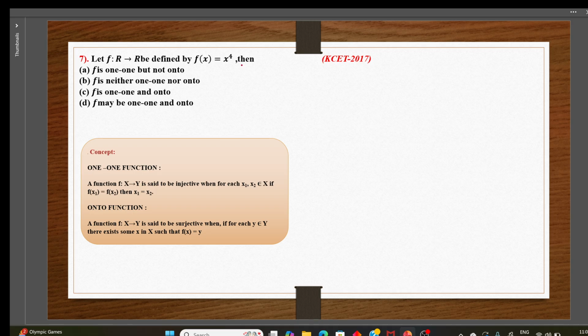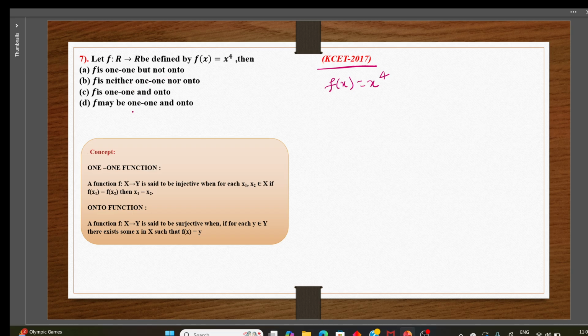Let the function from real numbers to real numbers be defined by f of x equals x to the power of 4. Then f is one-one but not onto; f is neither one-one nor onto; f is one-one and onto; f may be one-one and onto. Clear? This question is from KCET 2017. The given function is f of x equals x to the power of 4. The options discuss one-one and onto, and neither one-one nor onto.